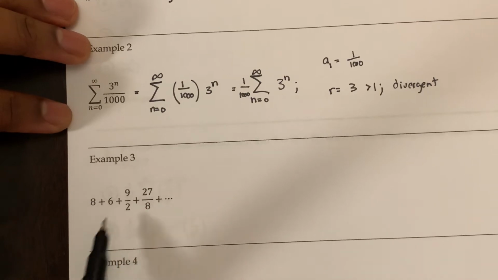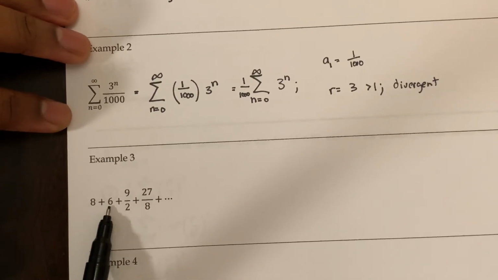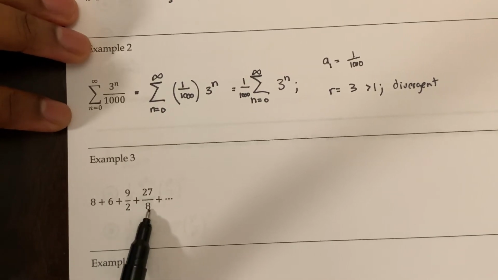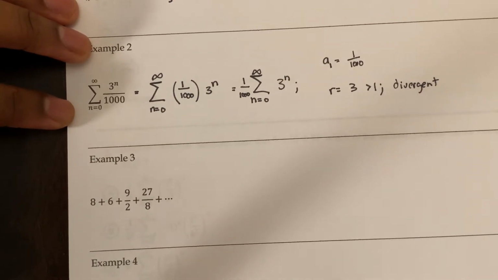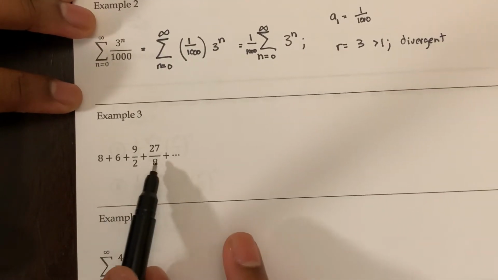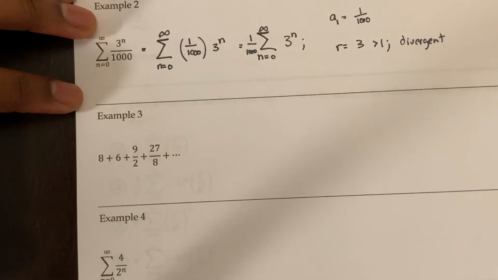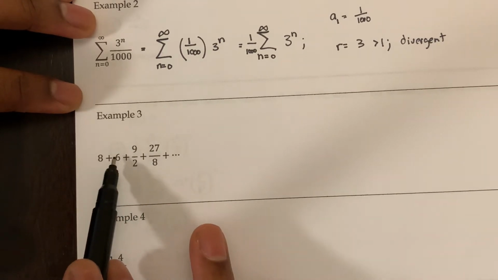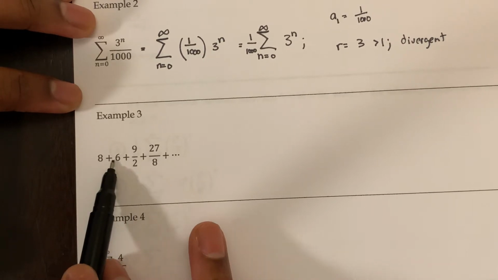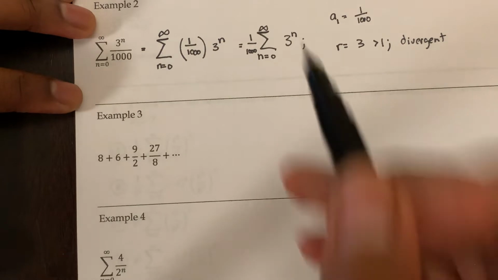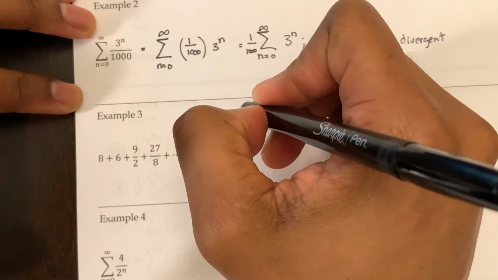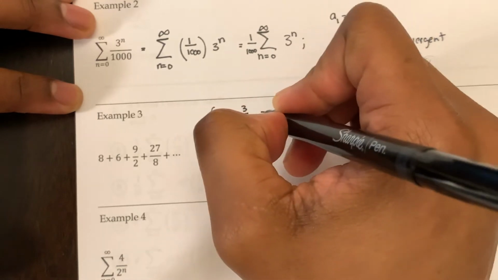For example 3, we have 8 plus 6 plus 9 halves plus 27 over 8. And we want to know if this series is convergent or divergent. If you're given the terms of a series, to find the common ratio, you should do 6 over 8, or 9 halves divided by 6, or 27 over 8 divided by 9 halves. So we're going to do 6 over 8, and that simplifies to 3/4.